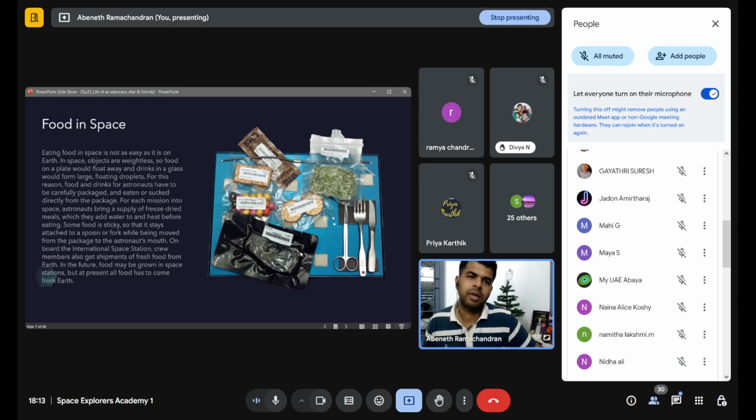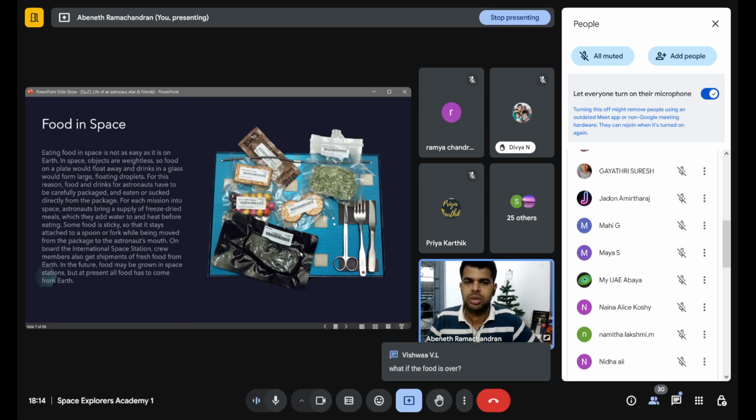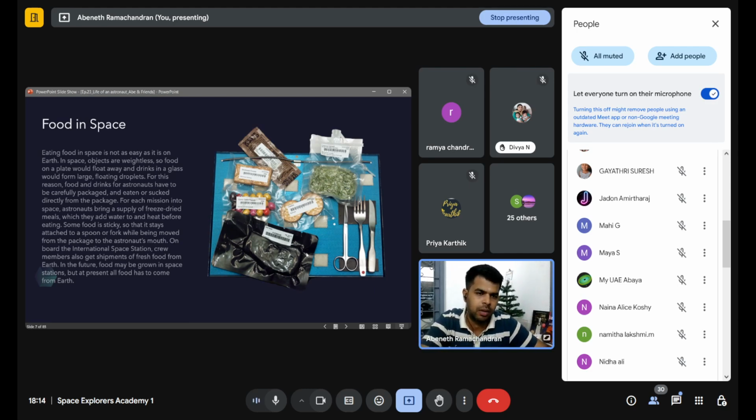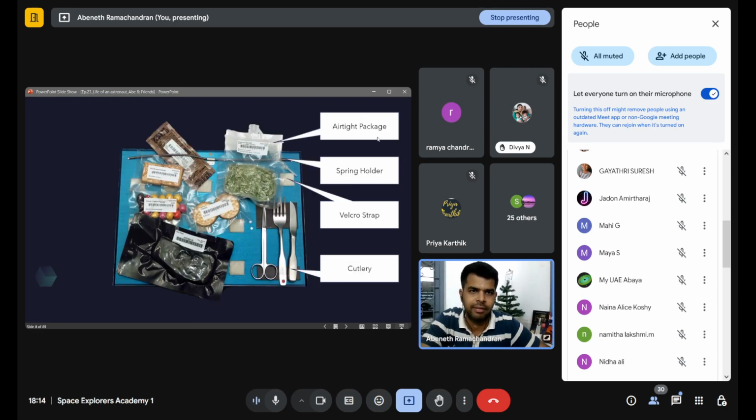Food is very primary for all the astronauts who stay there, and they have to have very packaged food. Everything is dried and has the water removed. If they want to add water, they have to go to the crew systems and add water later, because water can float around and it is very dangerous if water flows around. Most of it is frozen or dried. You have airtight packages, spring holders, and velcro straps, so that nothing moves around or floats away. It is all tightly placed in one particular place.